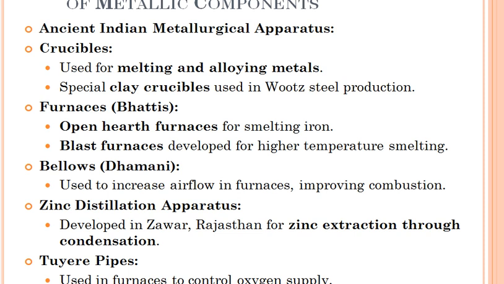Furnace types included open hearth furnaces for smelting iron. Blast furnaces were developed for higher temperature smelting. Crucibles were used for melting and alloying metals. Special clay crucibles were used in wootz steel production.